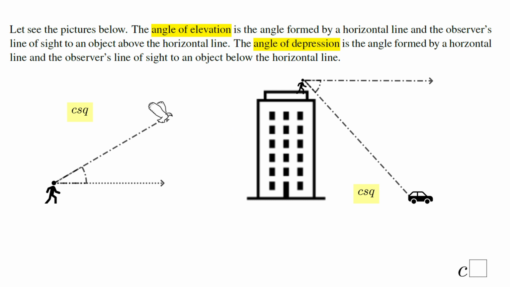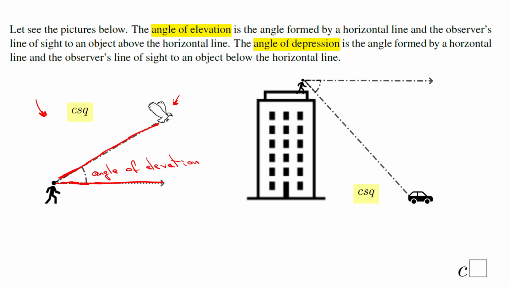First of all, let's take a look at this first picture, where a person, an observer, is looking up to this bird. This angle you see here, formed by this line of sight and this horizontal line, is called angle of elevation. So basically, if you look up, you have something that we call angle of elevation.